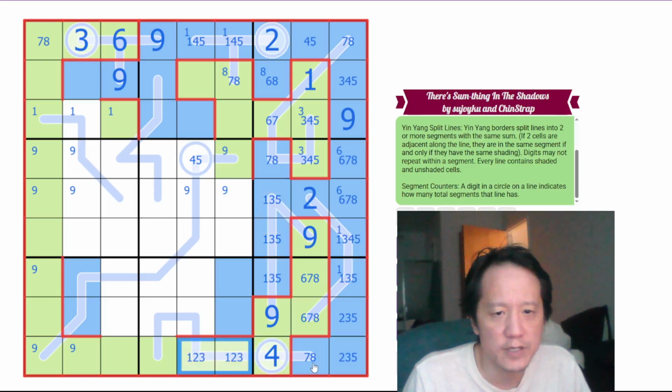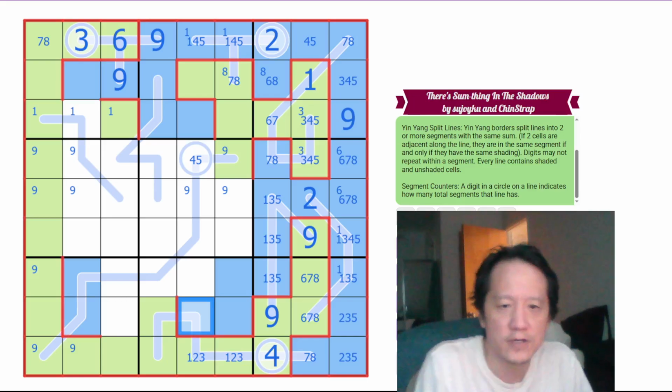So this must add up to 7 or 8. This is 3 digits. Therefore, and this cannot be by itself because it would be the same digit here. So this must be green, which forces this to be blue. So this is the cutoff. This is then the same digit as that. So this is 7 or 8.